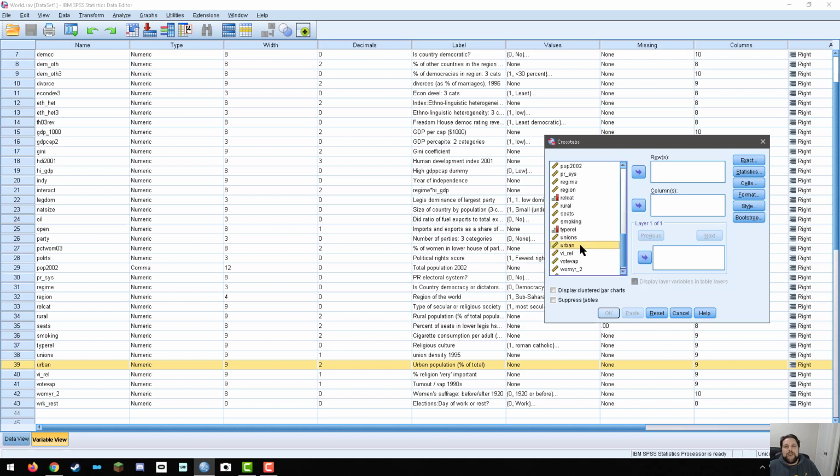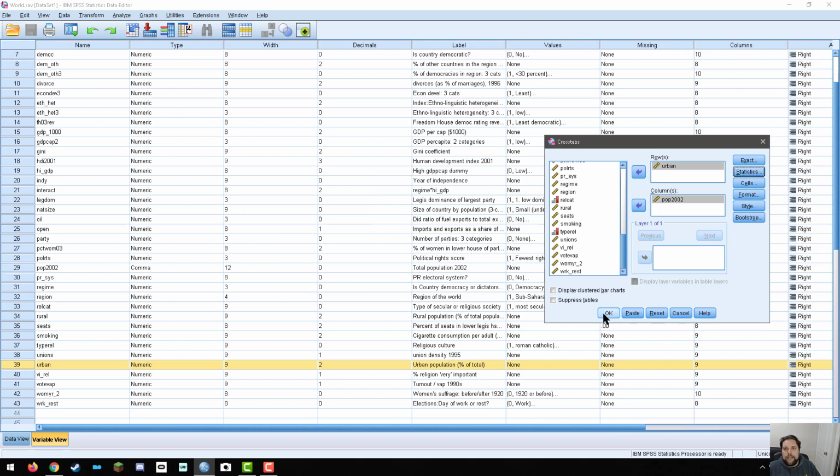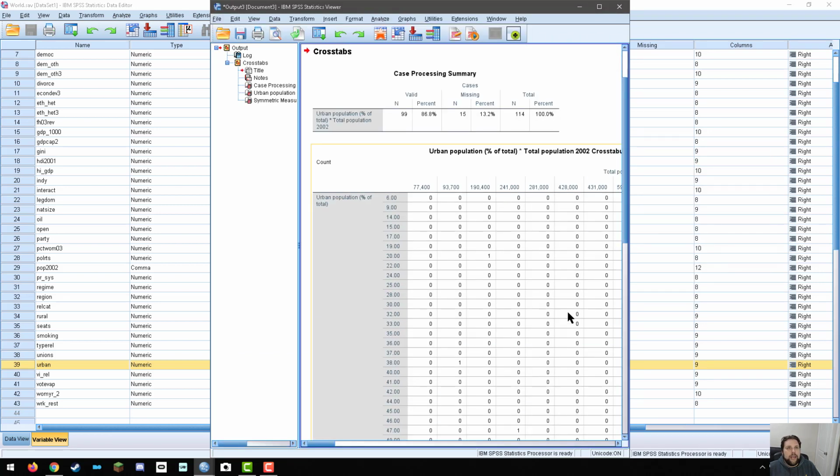Okay, so we're going to look at urban. Urban is going to be our dependent variable, and then population 2002. So we're asserting that population is affecting the percentage of the population that lives in an urban area, not vice versa in this particular case. Again, we're going to hit statistics, correlations here. We're going to hit OK. And again, case processing summary.